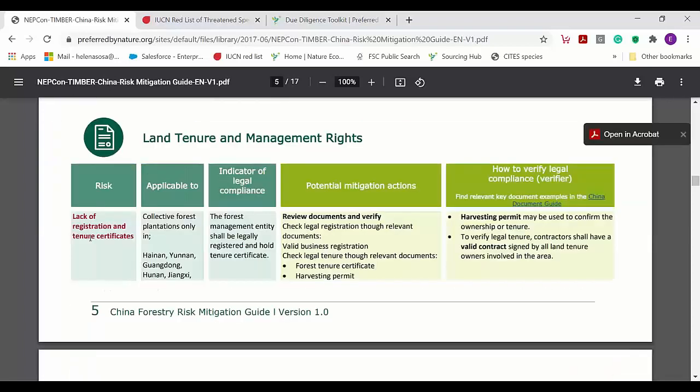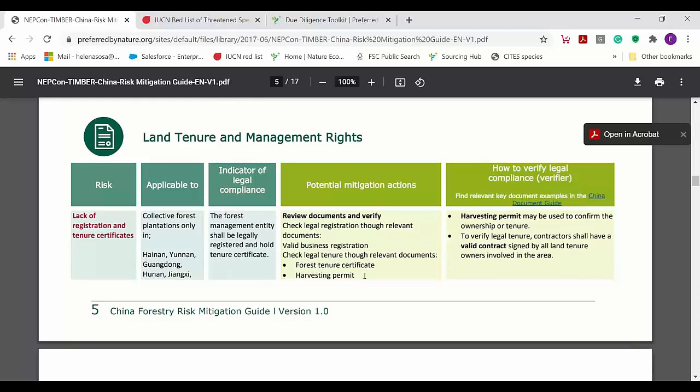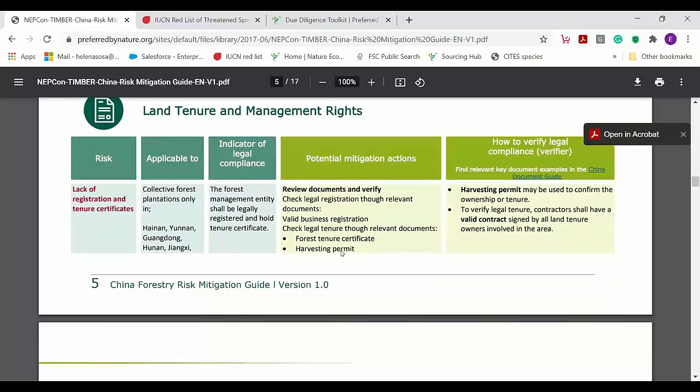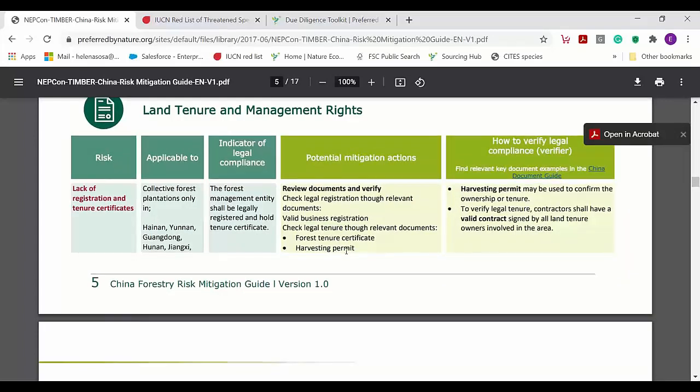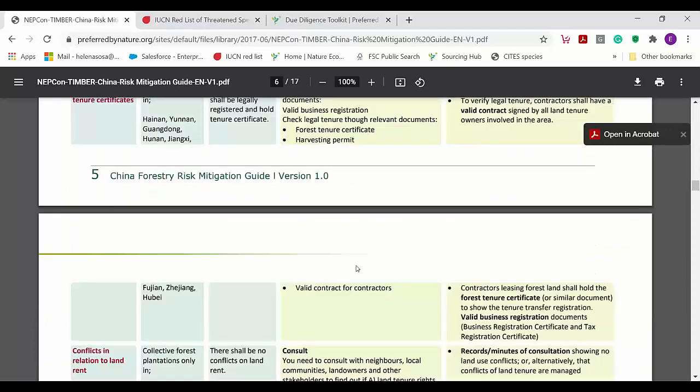And then we have the risk and then potential mitigation actions. So what kind of documents you should obtain from your supply chain to check that this risk has been mitigated. So first, tenure certificate, harvest certificate, and valid contracts for supply, etc.